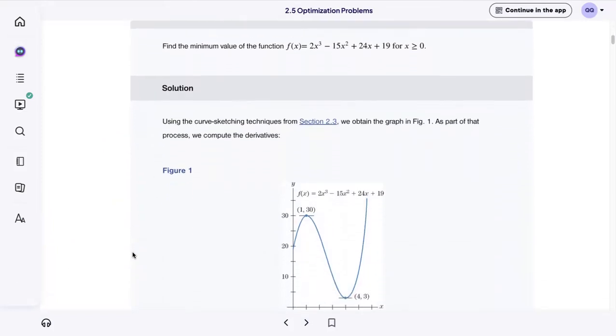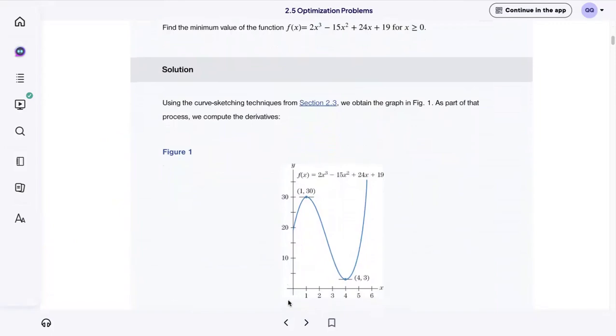Let's see this example. We want to find the minimum value of such a function. This is a polynomial of degree 3, and the graph looks like this. It wiggles twice. We want to find the minimum value, which means we need to find this point. Well, this point is (4, 3). So how do we find it?